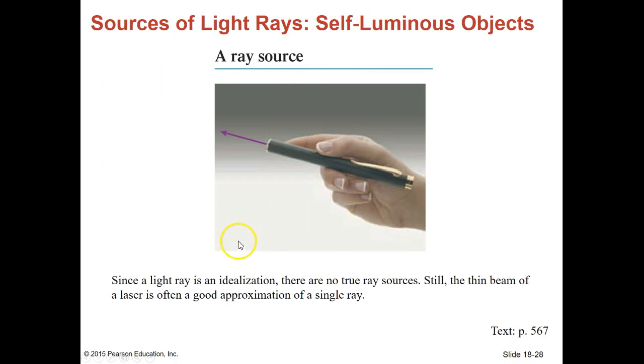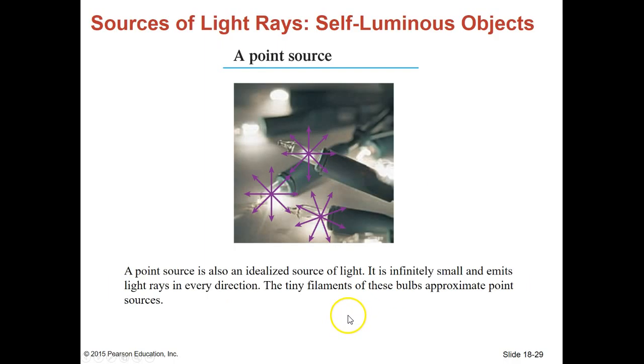A good ray source would be a laser beam. There is not really any true ray source, but a thin beam from a laser is a pretty good approximation of a single ray. A point source would be kind of like a Christmas light, so we've done a lab with those, and you'll see light rays come out in all the directions.